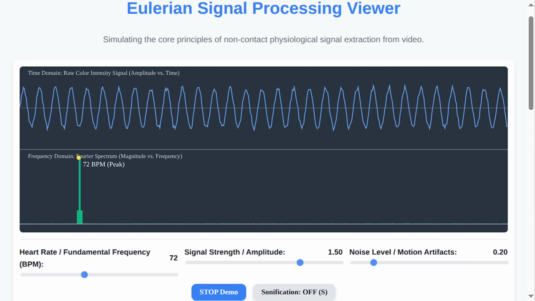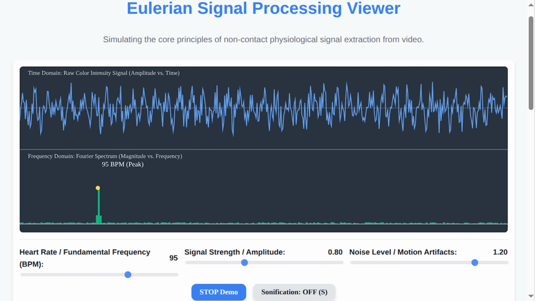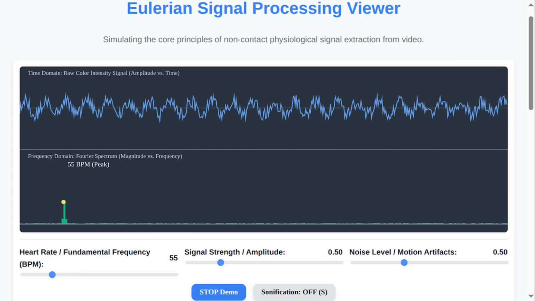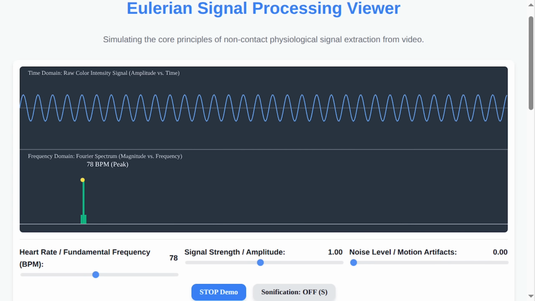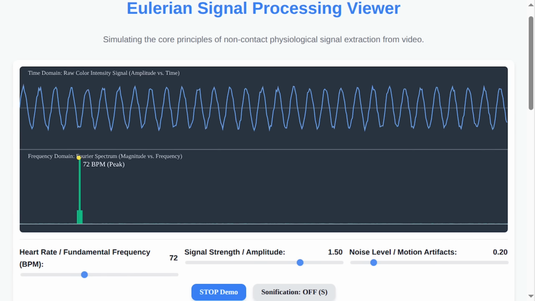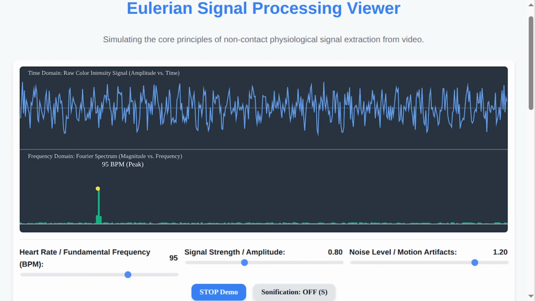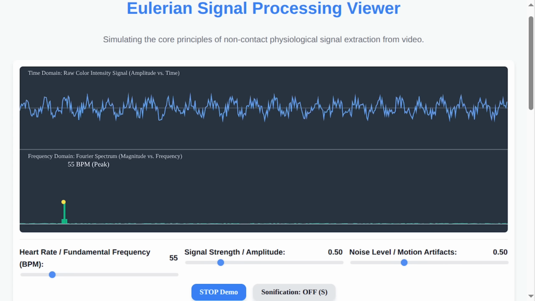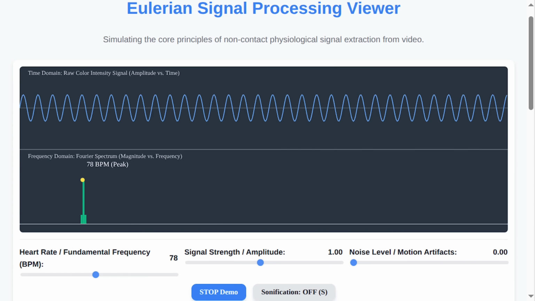Fair enough. Right now, I'm cheating a little. I'm telling the bottom graph where the peak should be, based on the slider. It's a magic trick. The next step is to use a real Fourier transform algorithm and let it discover the peak on its own from the noisy data I'm generating. So right now you're the Penn and Teller of signal processing. You're forcing the card, so to speak.